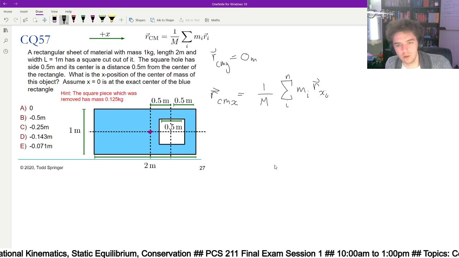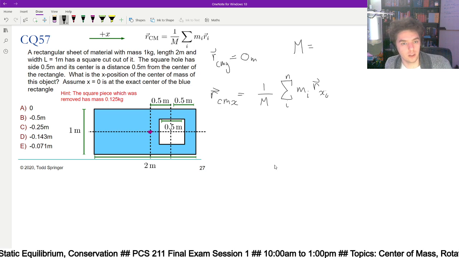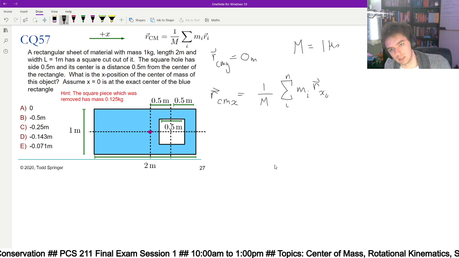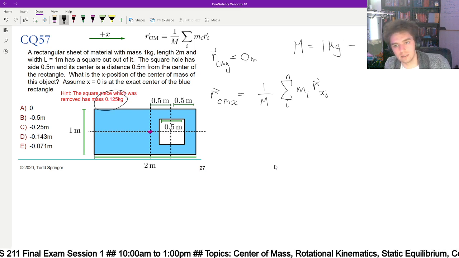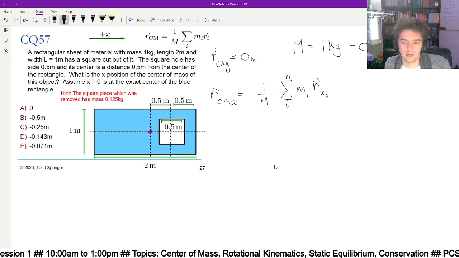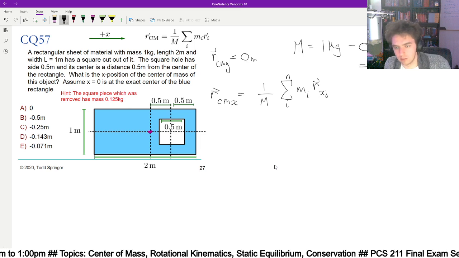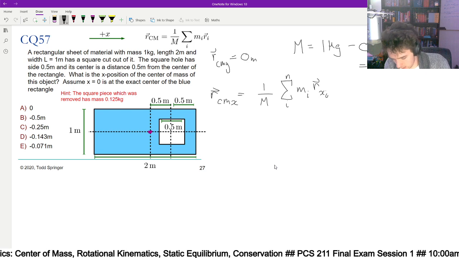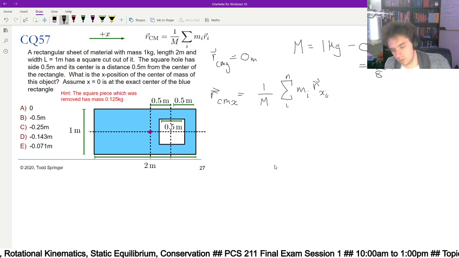We can do it. So the total mass, let's calculate that first. The mass is just going to be the mass of the whole thing, which is 1 kilogram. I'll subtract from that the amount of mass that was taken off, 0.125 kilograms. Then the total mass would just be what that is. So 1 minus 0.125 is 7 over 8, which is 0.875, right?